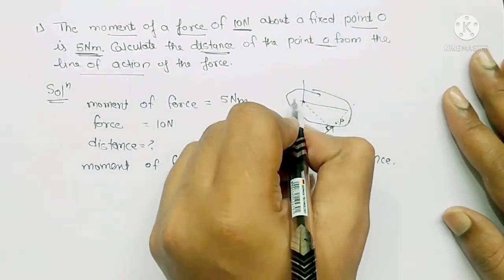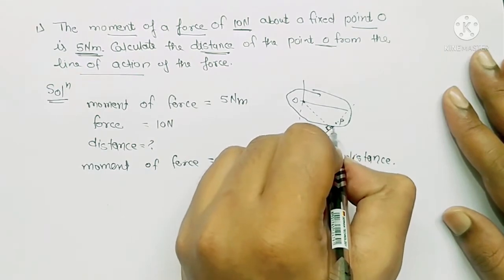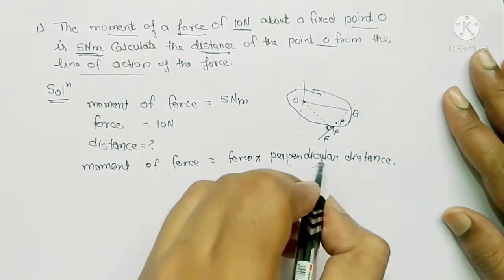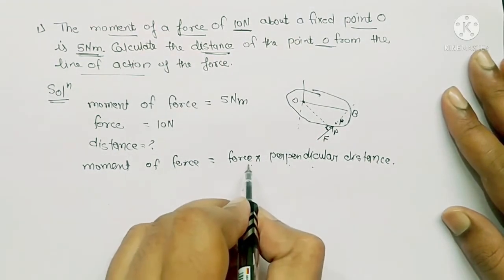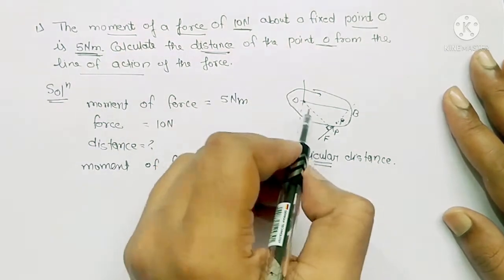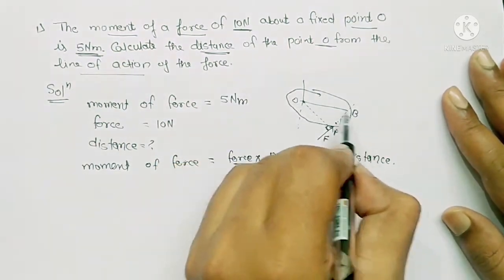See, let's say this is point O, this point was taken as P, and let's say this is point B. So for the moment of force, you have to multiply this force and the perpendicular distance. Perpendicular distance will be what? It will be simply OP, not OB.